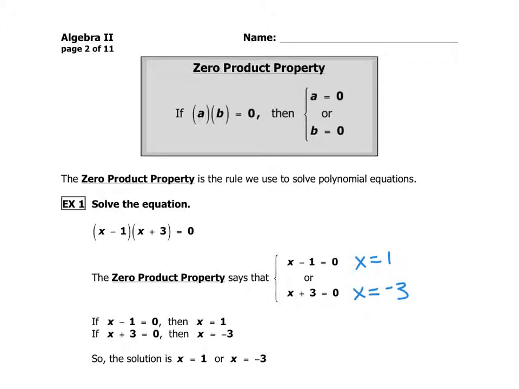Both of those will work in the original equation. If I plug in a 1, I've got 1 minus 1 is 0 times 1 plus 3 is 4. 0 times 4 is 0. If I plug in negative 3, I've got negative 3 minus 1 is negative 4, and then I have negative 3 plus 3 is 0. And so I have negative 4 times 0, which is 0, and they both will work.